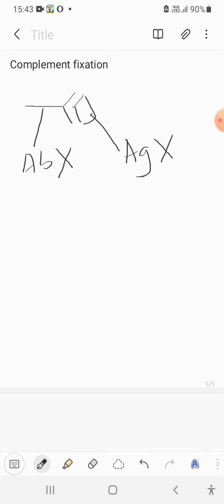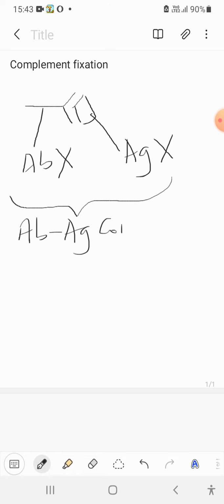So this one is now an antigen antibody complex. So complement fixation is used to find out if a particular antibody is in the serum of a patient or a particular antigen is in the serum of a patient.